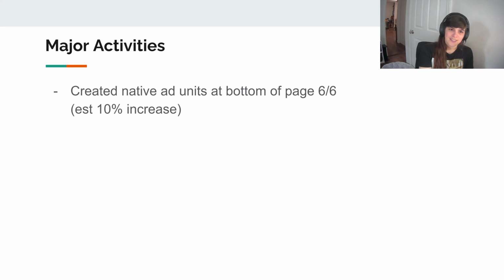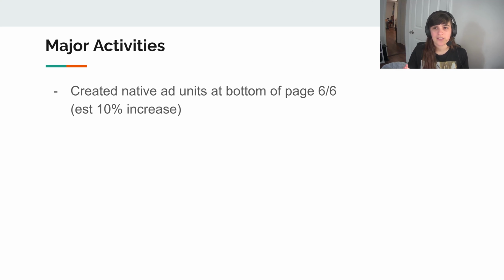So lessons learned. The major activity I did is that I added the native ad units at the bottom of my page at the beginning of the month. Ezoic estimates that this is a 10% increase. I don't think I've had a 10% increase, but considering the EPMV went up quite a bit from last month, I do think it's having an effect.